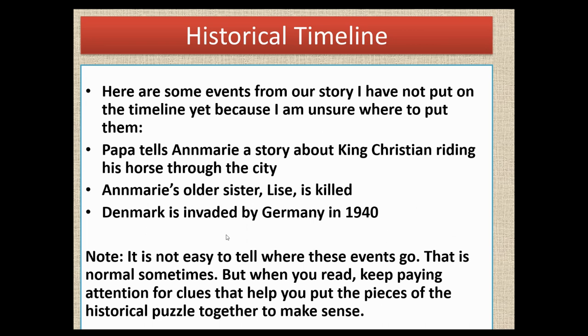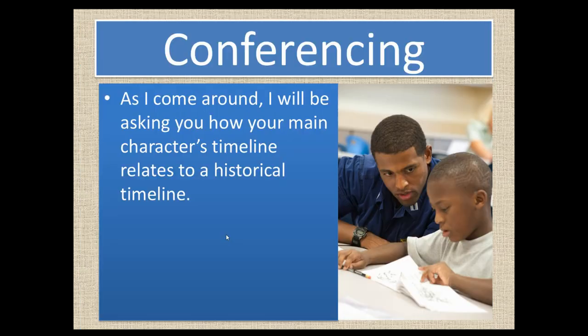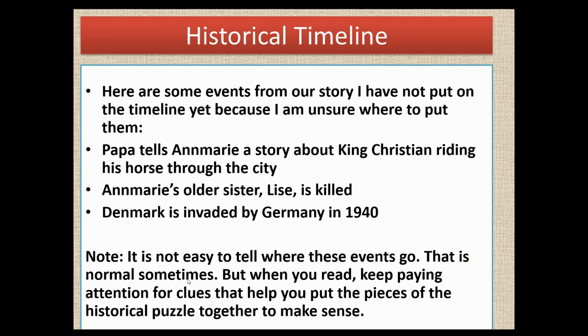Here are some of the events from our story that I have not put on the timeline yet because I'm unsure where to put them. Papa tells Anne Marie a story about King Christian riding his horse through the city. We don't really know exactly when that was. We know it was in the past because it's in a flashback. Anne Marie's older sister is killed. Once again, we don't know the date or when that happened. We're led to believe that it was after the Germans, the Nazis, attacked Denmark, but we don't quite know. So we are trying to figure out where these things fit in.